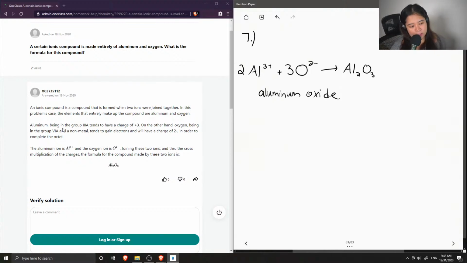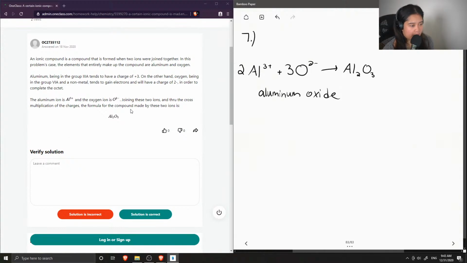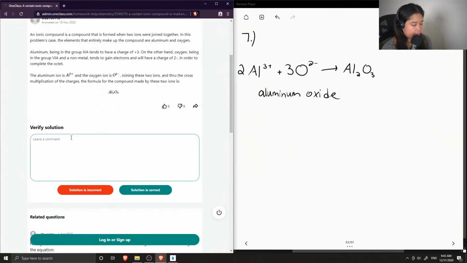On the other hand, oxygen, being in the group 5A, no, that's 6. Group 6A and a nonmetal, tends to gain electrons and will have a charge of 2-. In order to complete the octet, aluminum ion is aluminum 3+ and oxygen ion is oxygen 2-. Joining these 2 ions and through the cross multiplication of the charges, the formula for the compound made by these 2 ions is Al2O3. Yep, so this solution is correct.